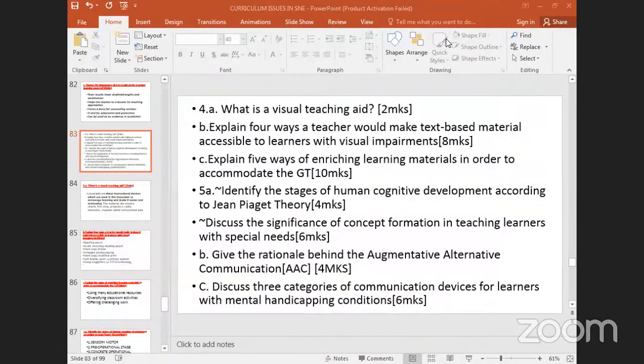I've seen someone saying that concept formation is a way of making learners understand something new. Okay. All right. So how? Pascal, yes.